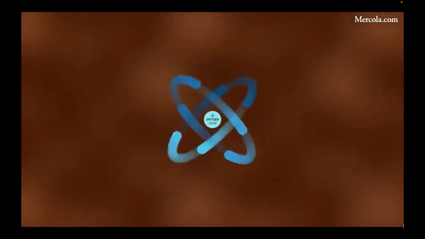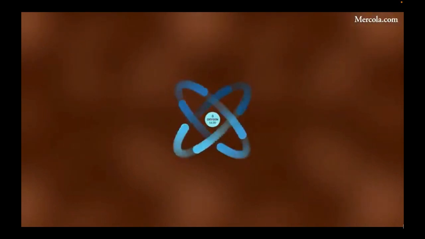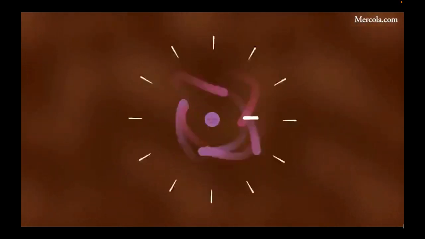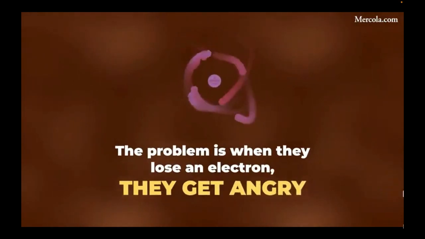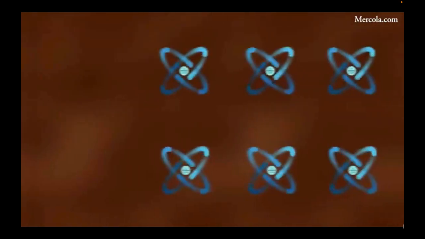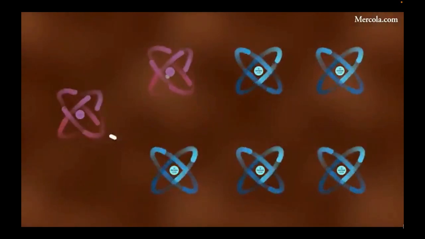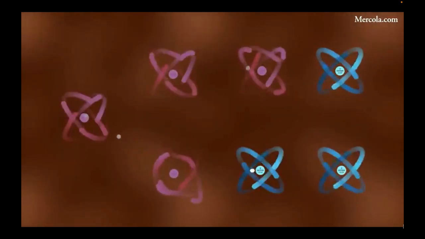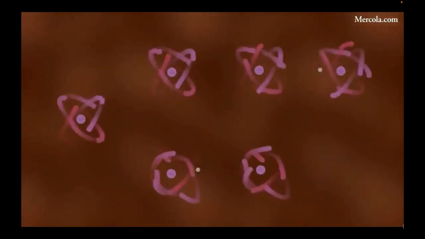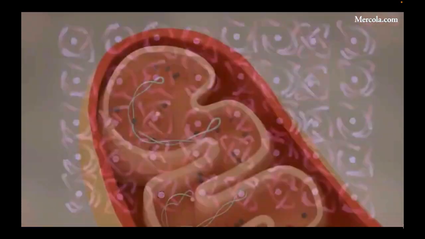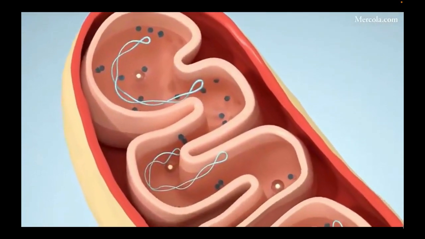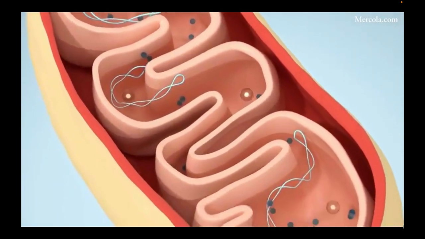So remember, nature loves balance. So when you lose an electron and that molecule becomes unpaired and unstable, it seeks to rebalance itself and it gains an electron and steals it from other molecules. Now, this can create a very serious domino effect that cascades into a self-perpetuating cycle of more and more free radicals.